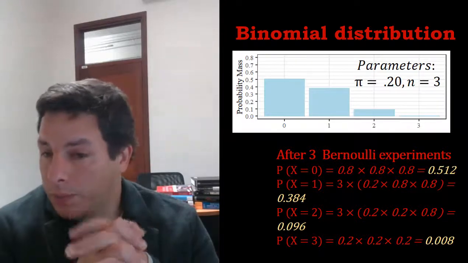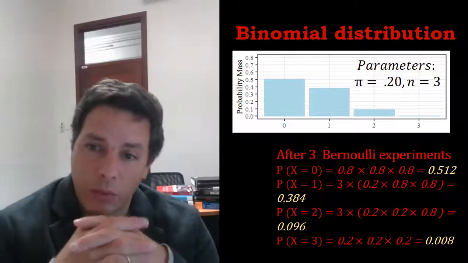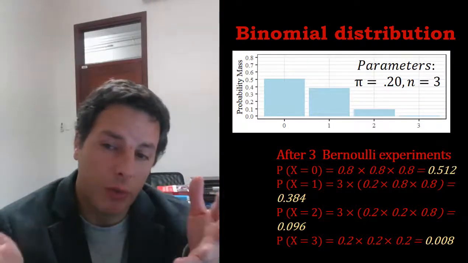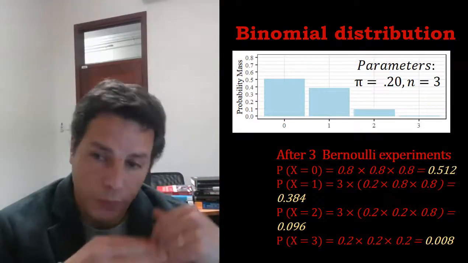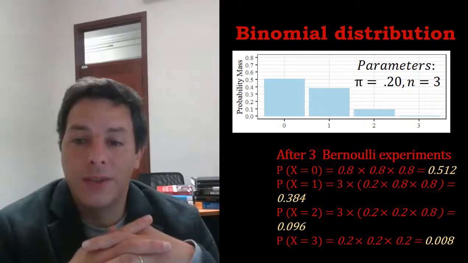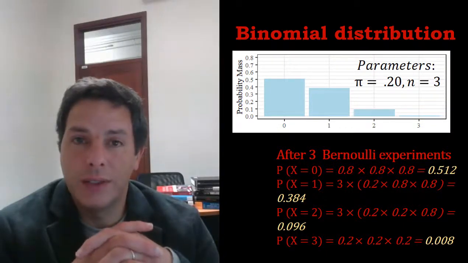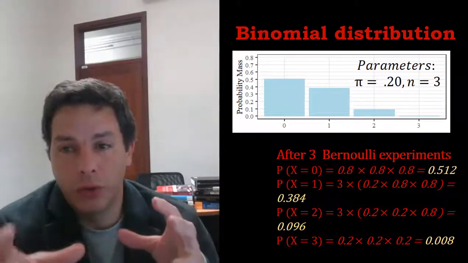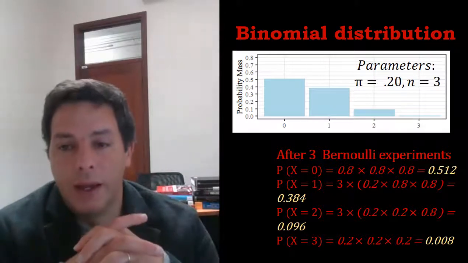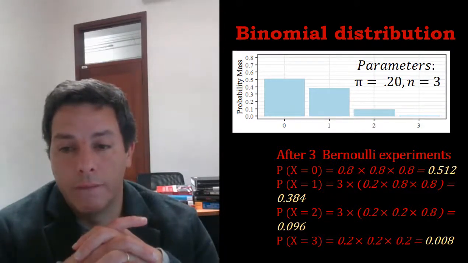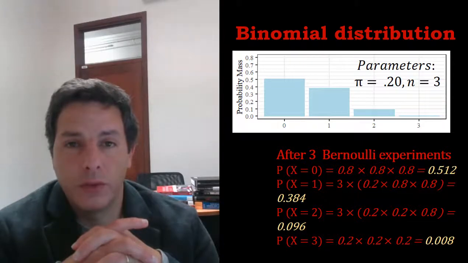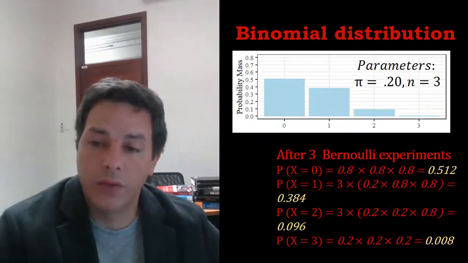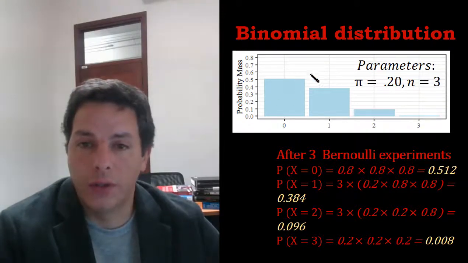Now, unlike in the previous example where all the probabilities were always 0.5, here some probabilities are 0.8 and some probabilities are 0.2. So in this case, the probability of landing in 0 is 0.8, which is 1 minus 0.2, which is our pi. And so we need to multiply these three probabilities, 0.8 times 0.8 times 0.8, and that's 0.512, which is represented here.